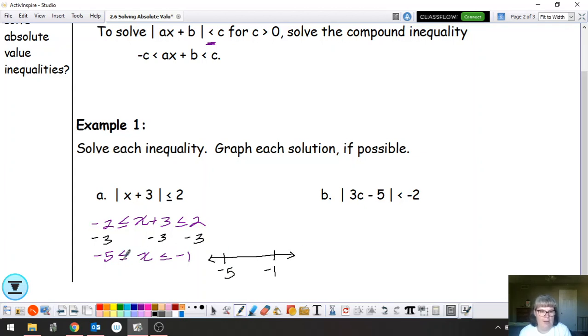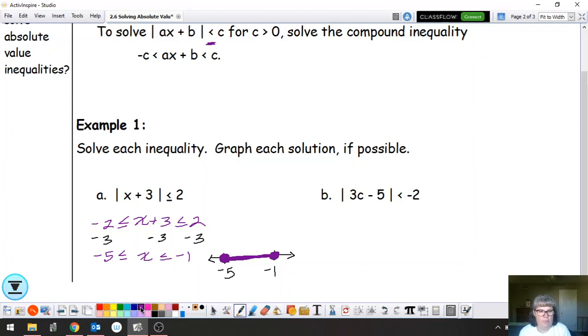I do have the equal to on each inequality, so I need to have a solid or filled in circle on each of those. And because this is an "and," or as I like to call it, a sandwich, I'm going to connect those values. And this is the graph of my solution.